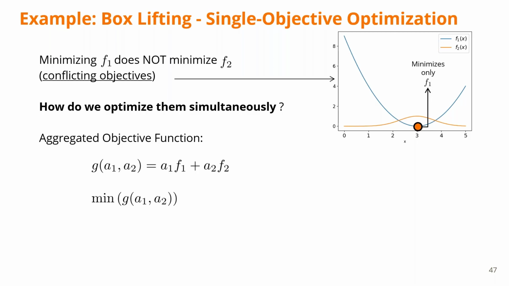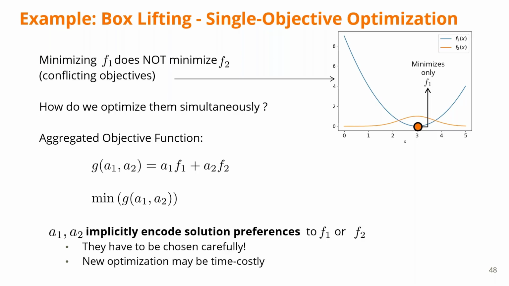To optimize them simultaneously, a common approach is to aggregate the objectives using a weighted sum, such as the one given by the aggregated function g on the slide, and its weights a1 and a2. And then optimize the aggregated functions using single objective optimization as usual. However simple, this approach has indeed a major drawback when we're talking about ergonomics.